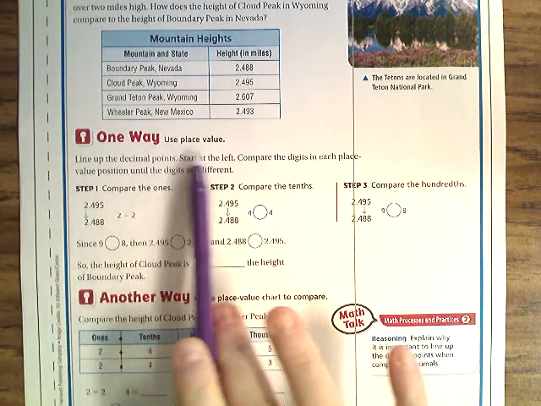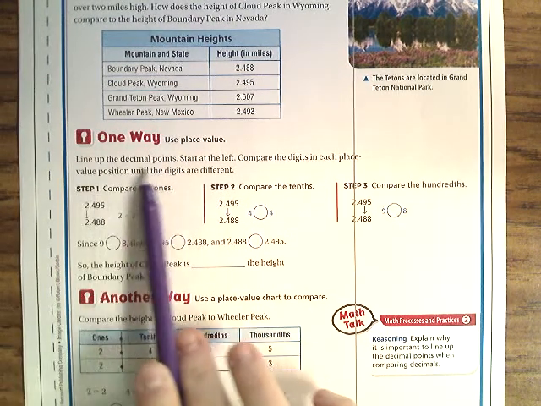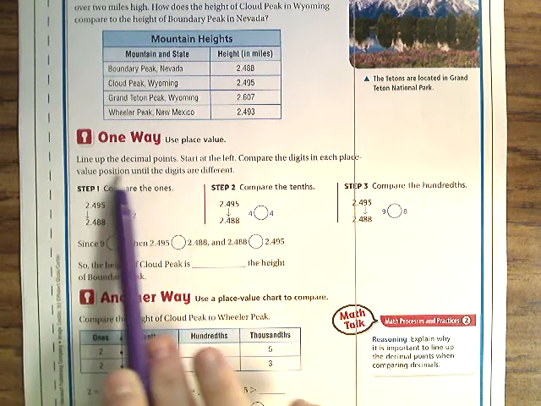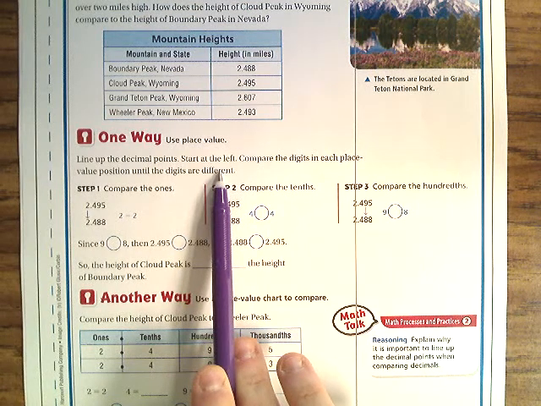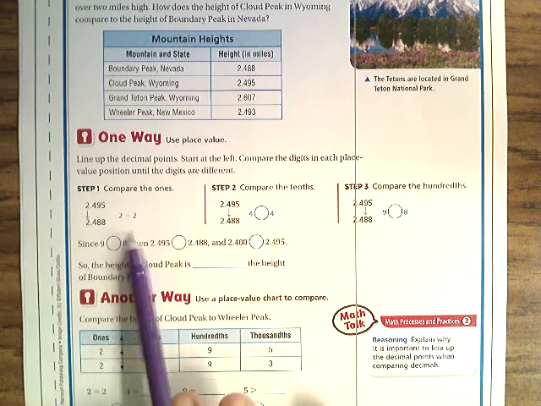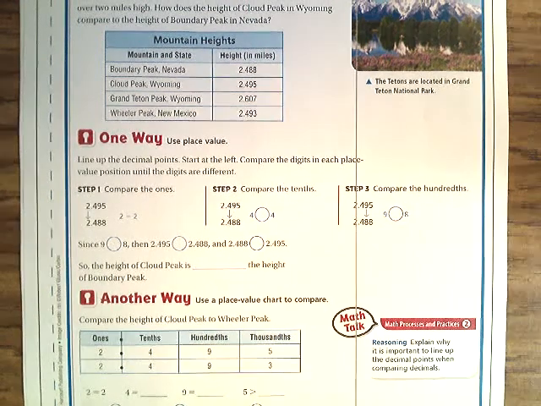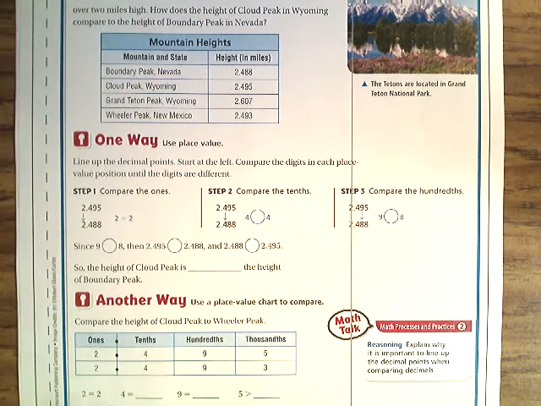So we're at one way, use place value. Line up the decimal points. Start at the left. Compare the digits in each place value position until the digits are different. Okay, so they give you step 1, 2, and 3. I'm going to tell you right now, I think that they make it way harder to look at. Okay, so we're going to just do what they said first. Line up the decimal points.